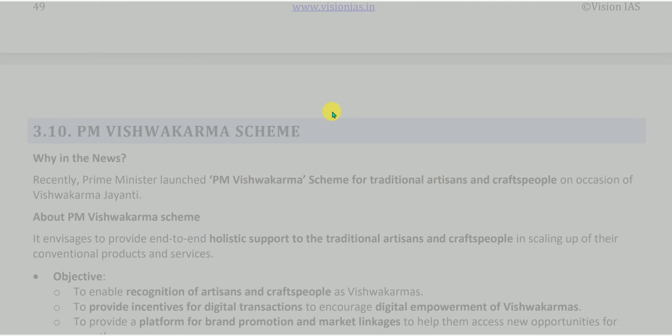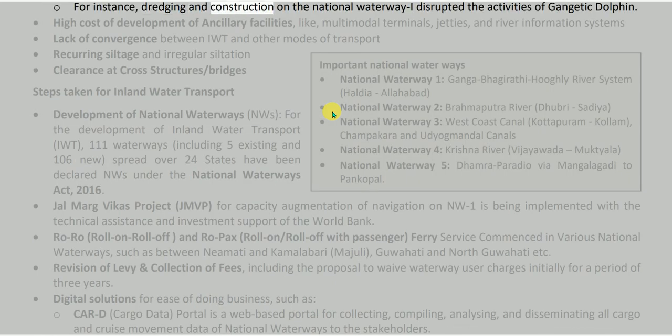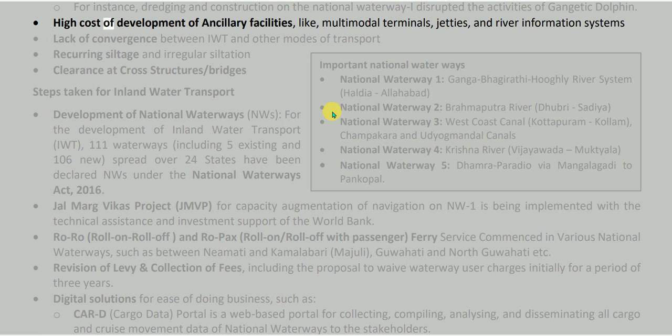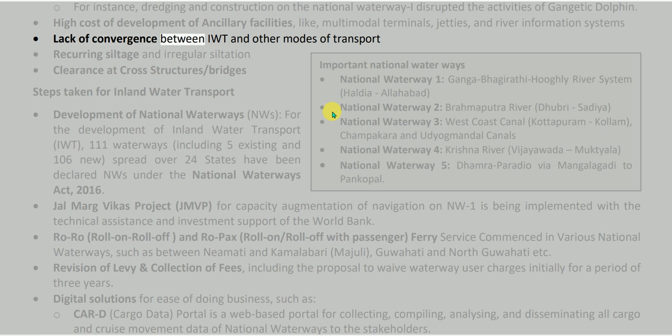For instance, dredging and construction on the national waterway disrupted the activities of the Gangetic Dolphin. High cost of development of ancillary facilities, like multimodal terminals, jetties, and river information systems. Lack of convergence between IWT and other modes of transport. Recurring siltage and irregular siltation. Clearance at cross structures, bridges.